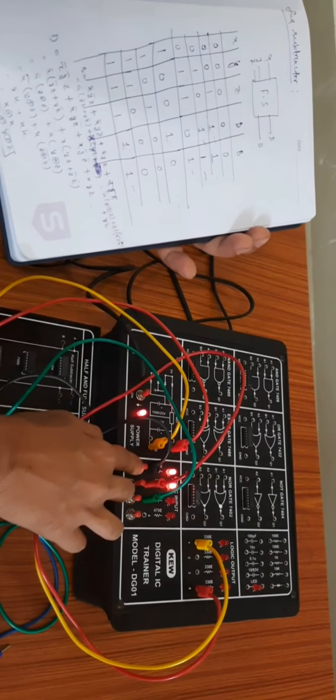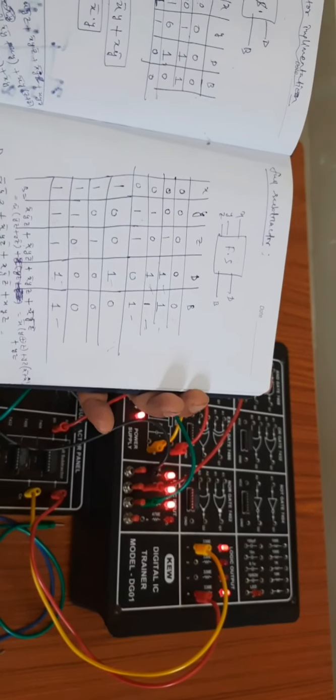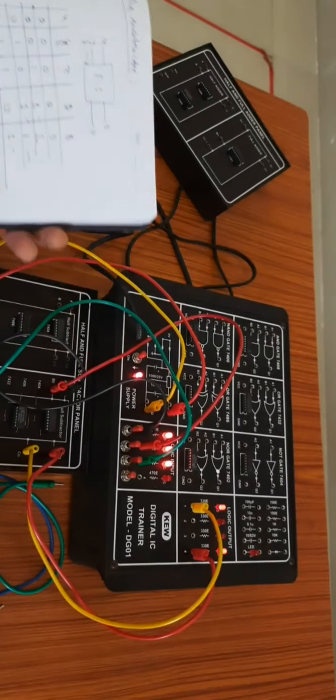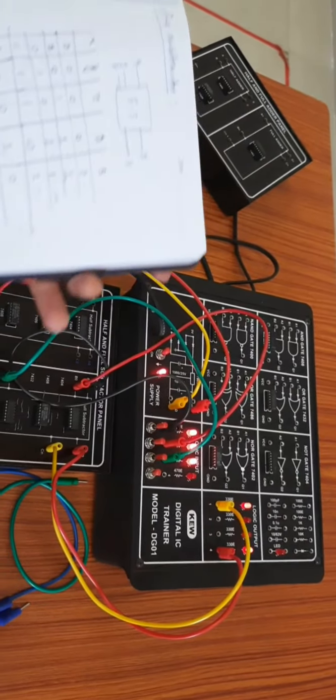For 1 1 1, both are 1. The difference bit is 1 and the borrow bit is also 1. In this way, you can verify the full subtractor circuit also by using this panel.